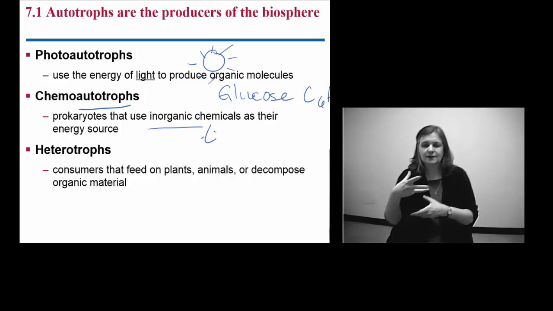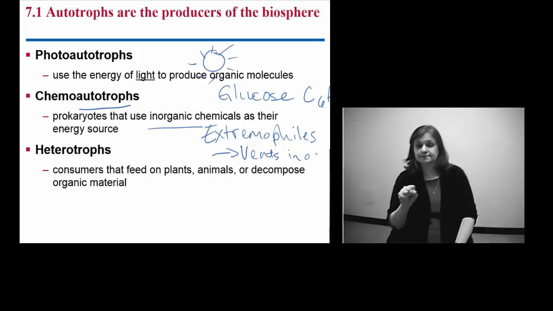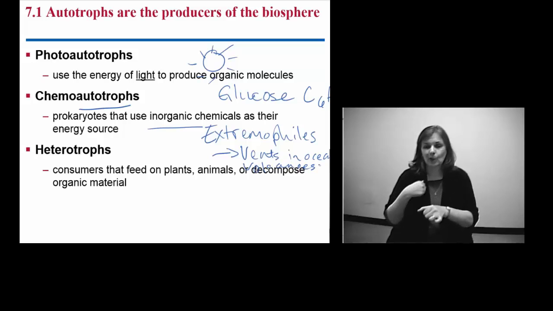Well, these would fall into the category that we often talk about as extremophiles. Extremophiles are found in extreme environments, as the name suggests. So chemoautotrophs might be found in vents in the ocean. They might be found in volcanoes or other areas that we'll consider when we look more at their types of species.